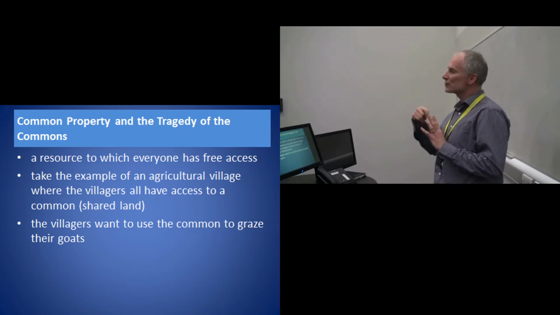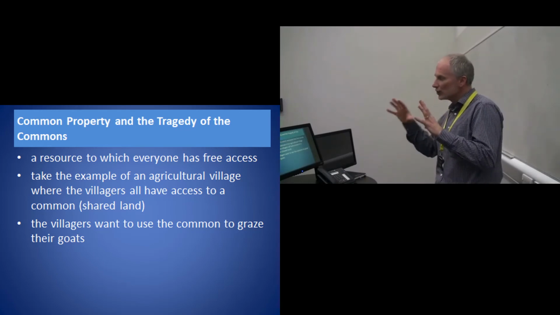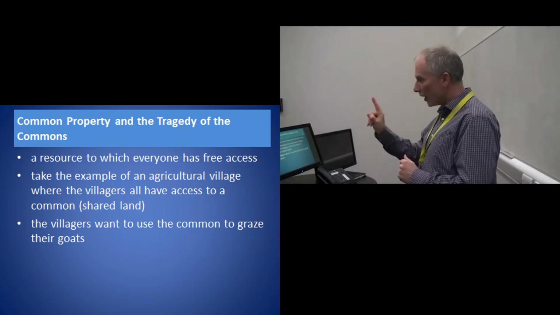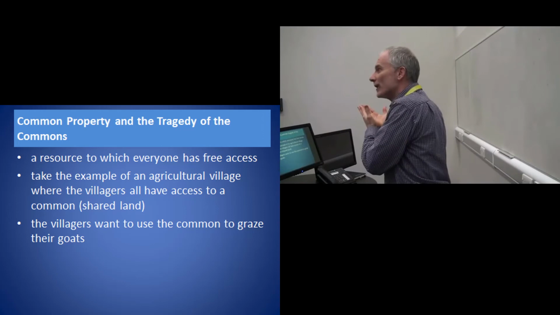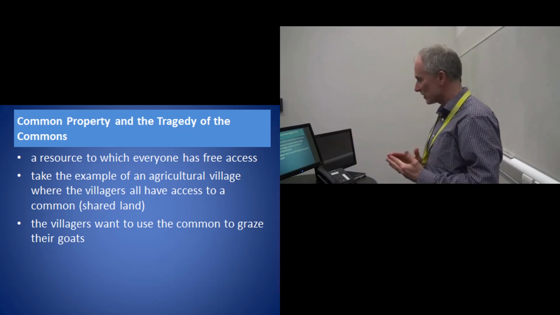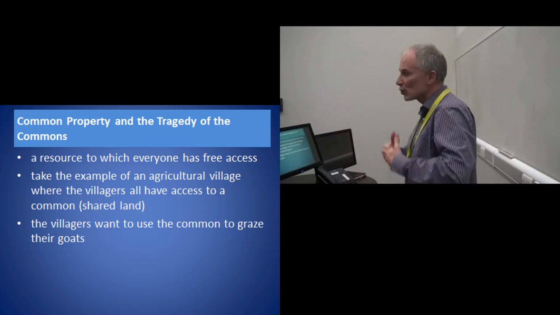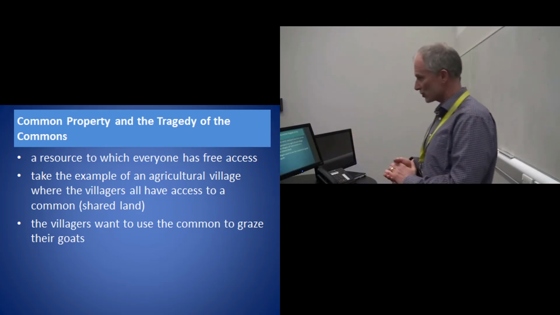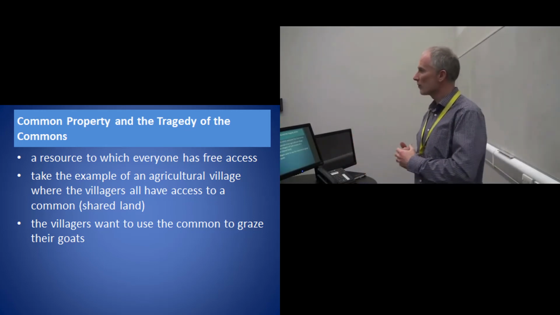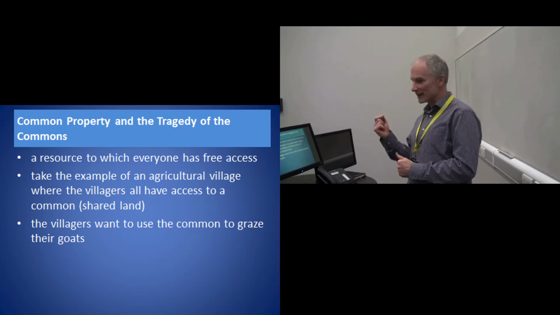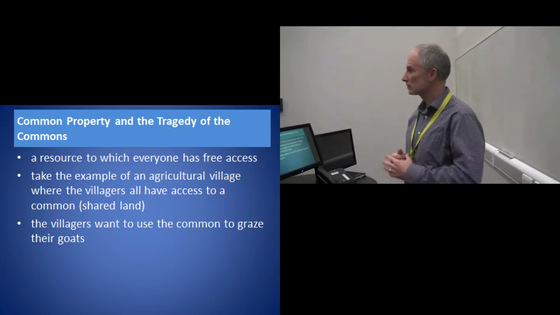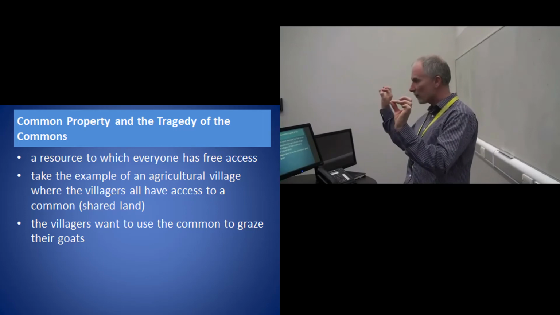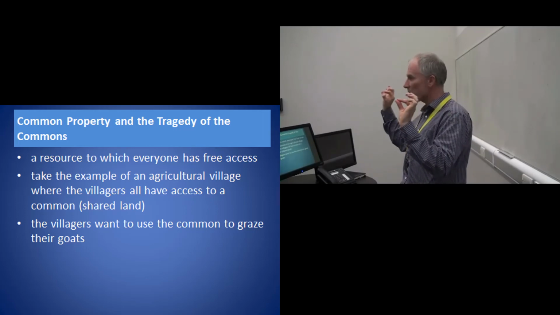Now, as I work through this example, what I want to do is look at two different allocation mechanisms. One is where this common land is indeed common property, where no one owns it, where it's a resource for the entire village, the entire community, and anyone can graze their goats there. The alternative mechanism is where someone owns that land and they can restrict access to it. So we're going to compare and contrast those two different outcomes.